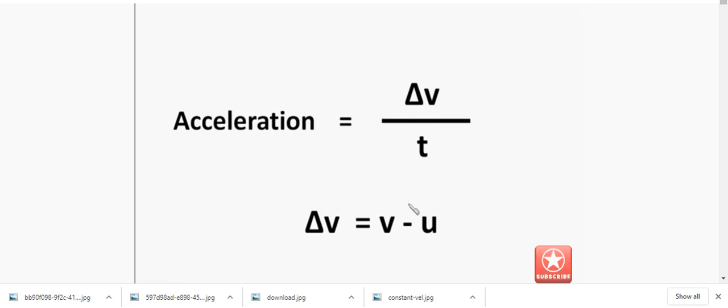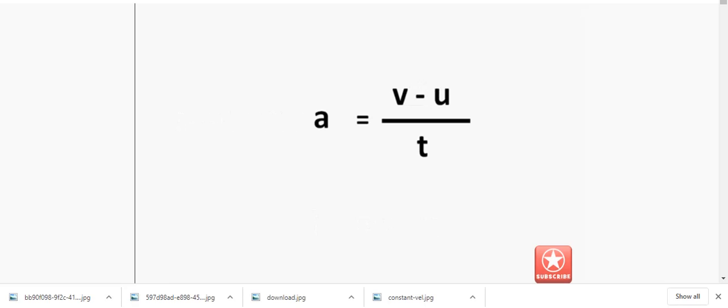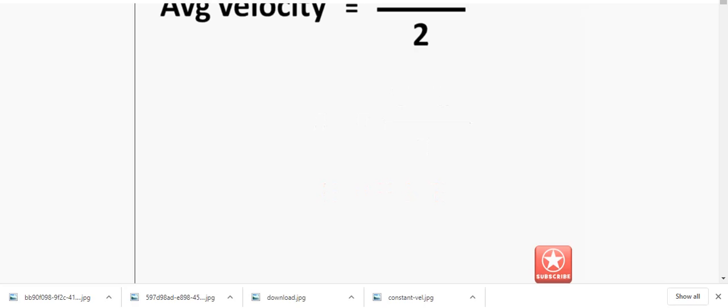Remember, Greek sign delta denotes change. So delta V means change in velocity. So delta V is equal to final velocity V minus initial velocity U. So A is equal to V minus U divided by T. From this equation we get V is equal to U plus A into T. Final velocity V given initial velocity U, acceleration A, and time taken T.